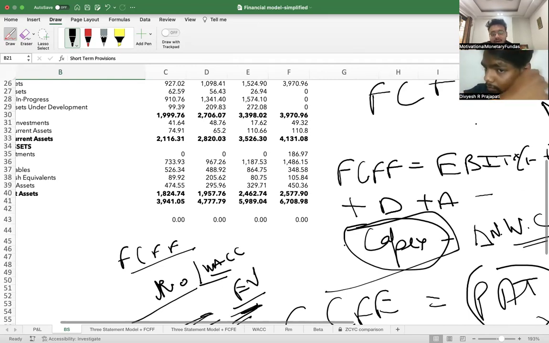Now the reinvestment rate can be calculated differently by different analysts, right? Sometimes they tend to use a reinvestment rate as your depreciation plus change in net working capital divided by your EBIT into 1 minus tax.